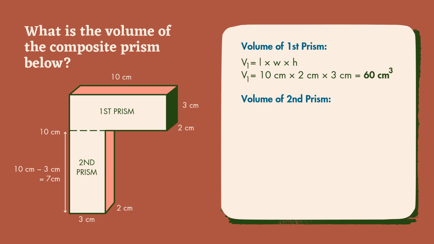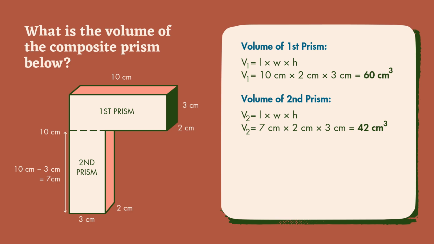Then let's find the volume of the second prism. Still, we're going to use length times width times height. This is equal to 7 centimeters times 2 centimeters times 3 centimeters, which is equal to 42 cubic centimeters.